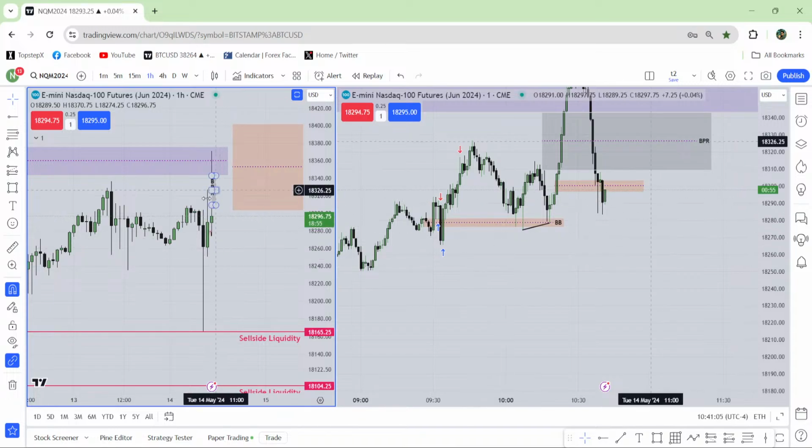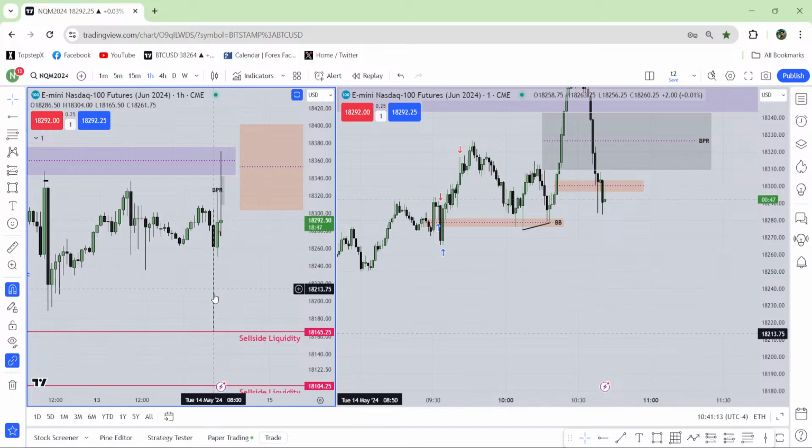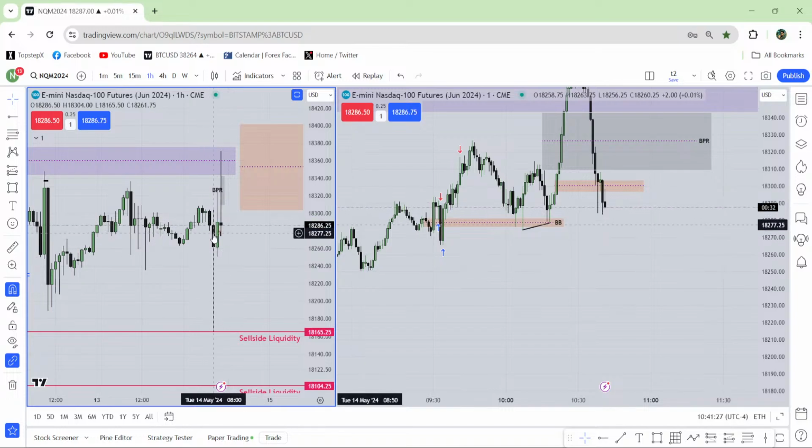Okay. So from hourly chart, it's really looking so beautiful. A very nice wick to the lower portion, a very nice wick to the upper portion. What a manipulation, brother! What a manipulation! See, the whole price action is over there.